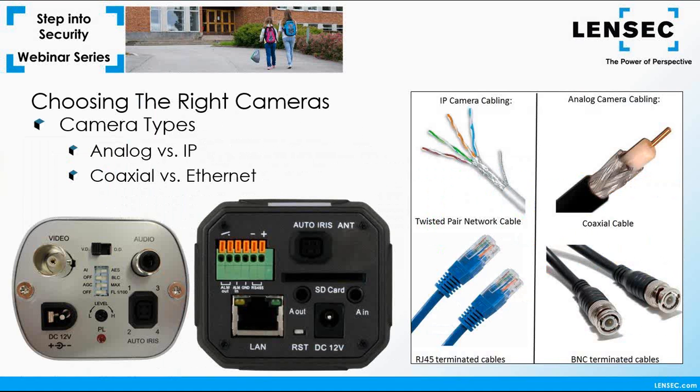If you'll take a look at the back of these two cameras, our analog camera on the left has a female BNC connection that connects to a coaxial cable. The key differentiator for the IP camera is the addition of a NIC card, allowing the connection of an Ethernet cable.